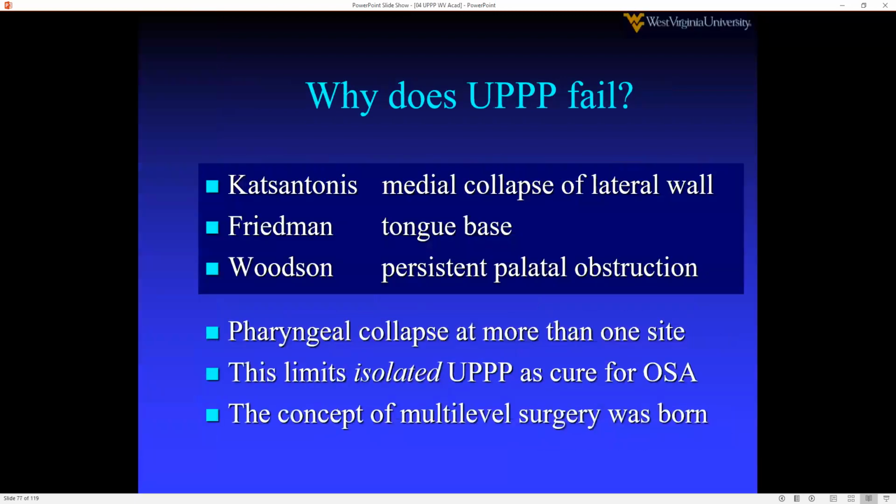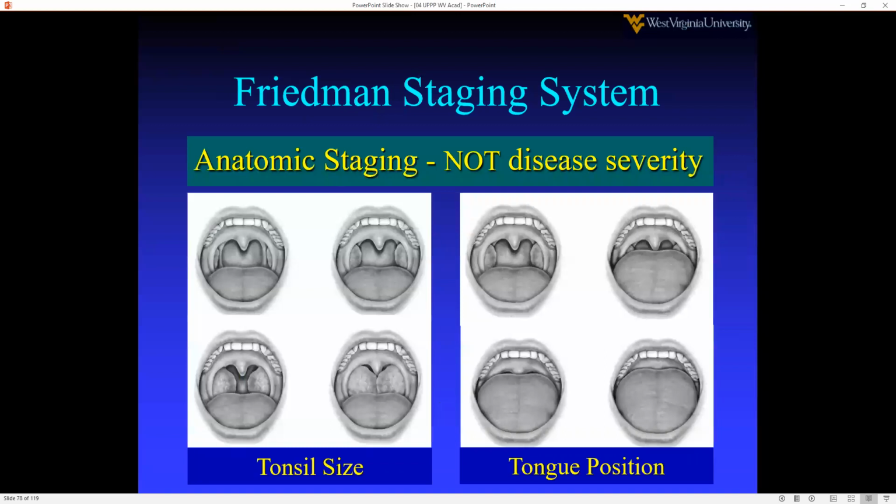Katzentonis at Washington Hospital Center said that the problem was medial collapse of the lateral wall. Friedman felt it was the tongue base, and then Woodson in Minneapolis felt it was persistent palatal obstruction. They were all right. So that's why you have to isolate the site of obstruction. And again, isolated UPPP for cure is limited to maybe 20, 25% of patients at best. And so you have multi-level surgery.